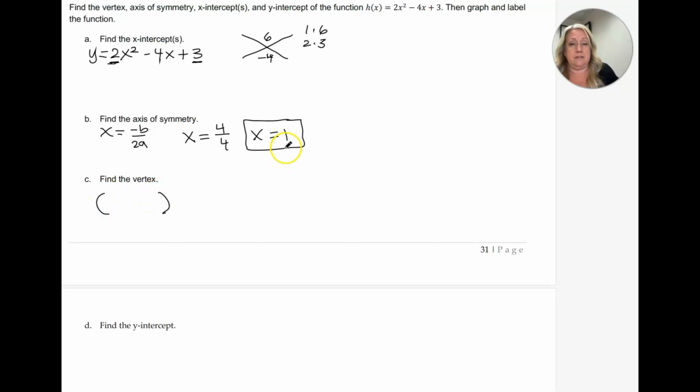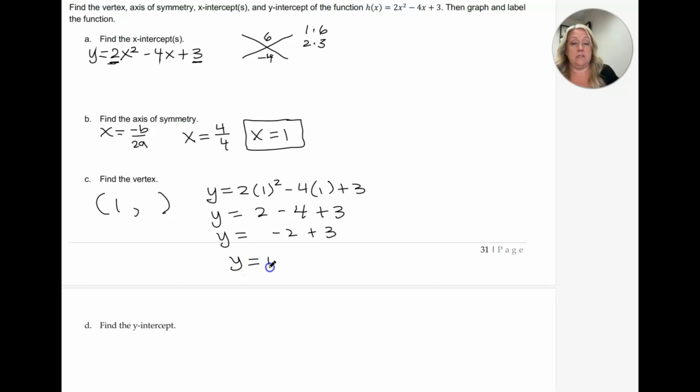Now let's use that x equals 1. We know that that's the x-coordinate of our vertex. And then we just need to substitute 1 into our function so that we can figure out what y is. So 2 times 1 all squared minus 4 times 1 plus 3. So I get y equals 1 squared is 1 times 2 is 2. Negative 4 times 1 is negative 4. And then bring down that plus 3. 2 minus 4 is negative 2. Plus 3 gives me 1. So there is my vertex. I've got 1, 1 as my vertex.